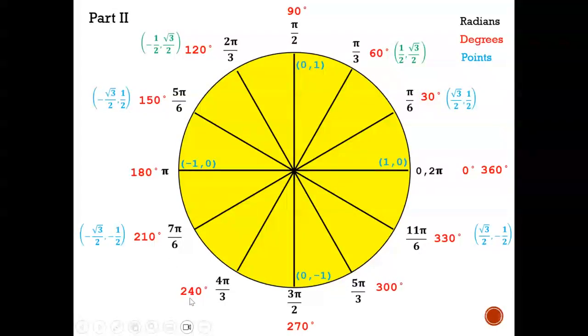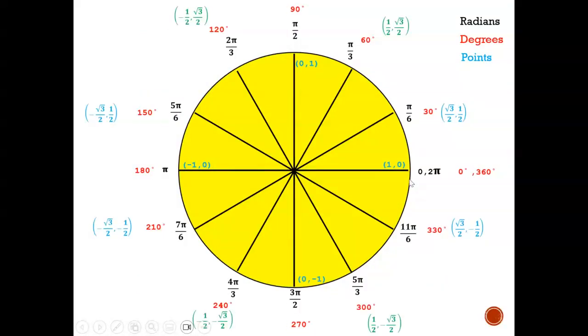In quadrant 3, at 240 degrees, or 4 pi over 3, both are going to be negative: negative 1/2 and negative square root of 3 over 2. And in quadrant 4, we have 5 pi over 3, which is going to give us a positive 1/2 and negative square root of 3 over 2. You see, guys, we're done with part 2. And now we put them together, both parts.